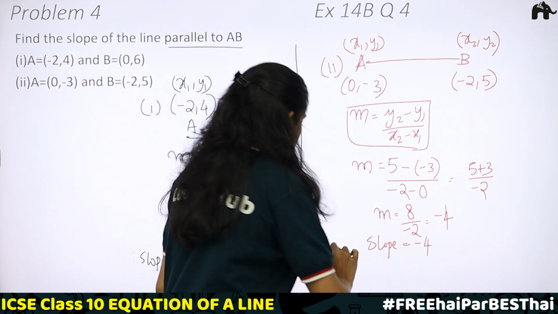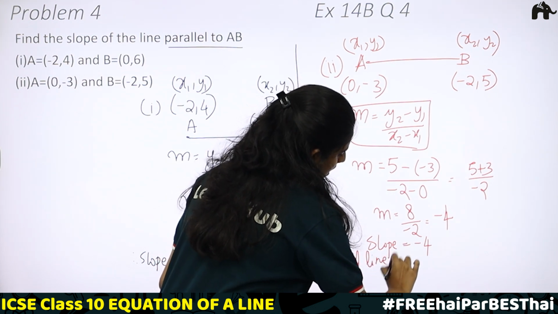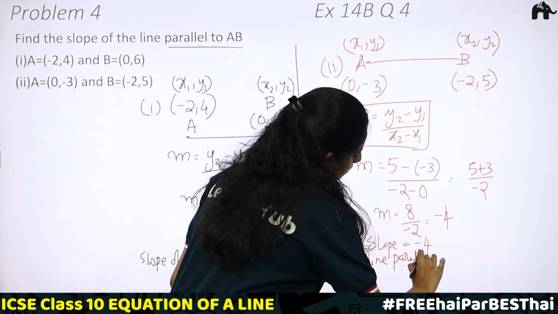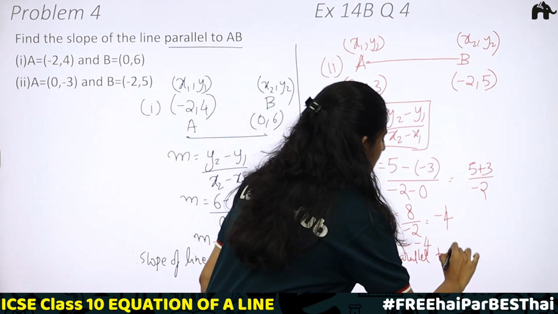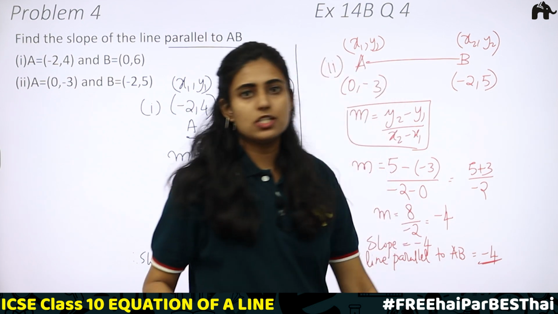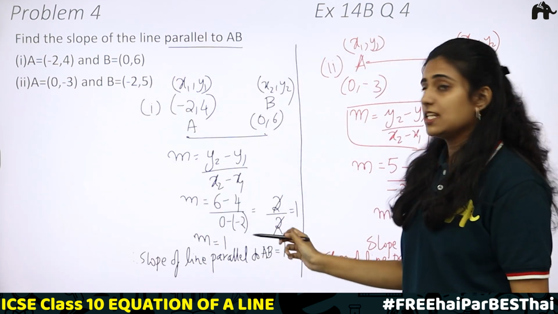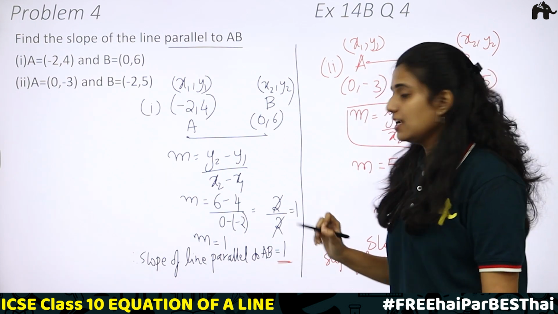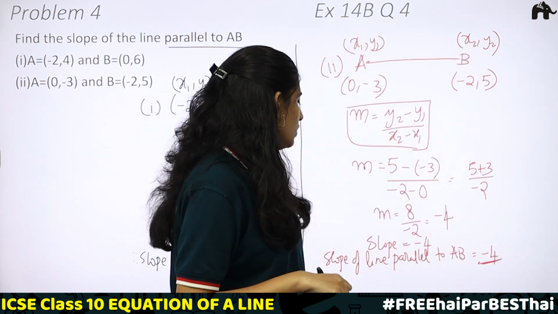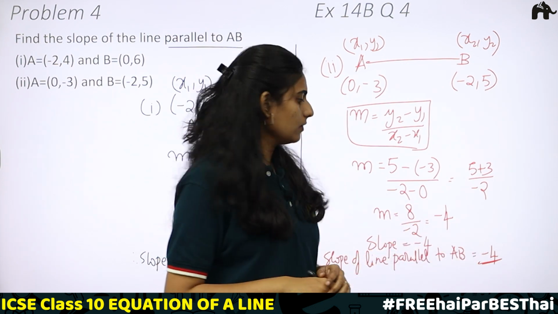And we can write slope of line parallel to AB is equal to -4. So, for the first set of points A and B, we got the slope of line that is parallel to AB as 1. And for the second set of points, we got the slope of line that is parallel to AB as -4. Clear?